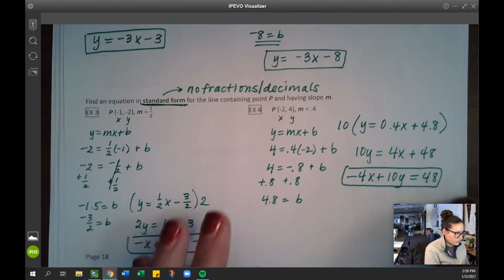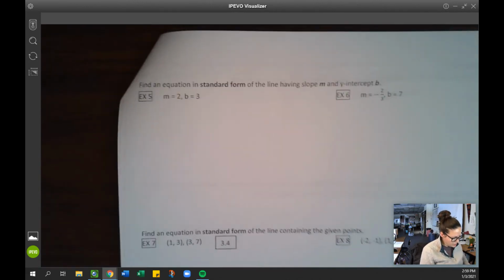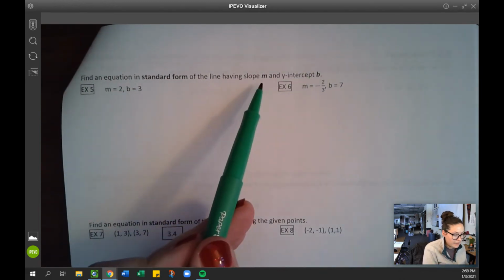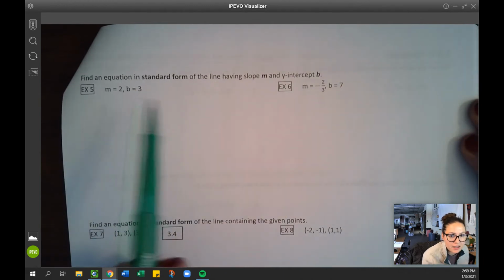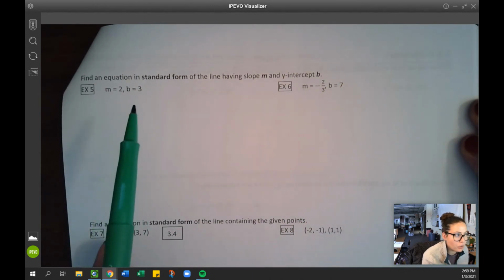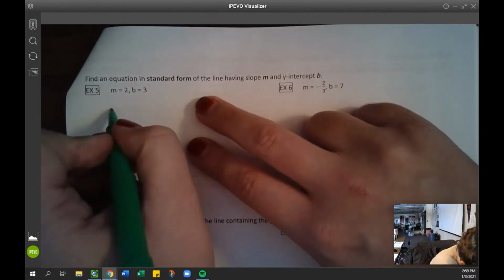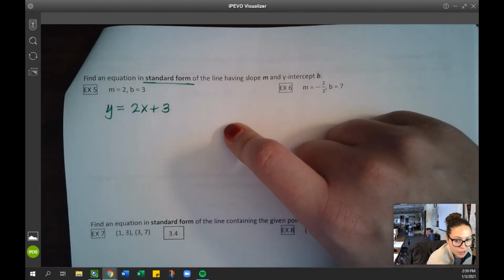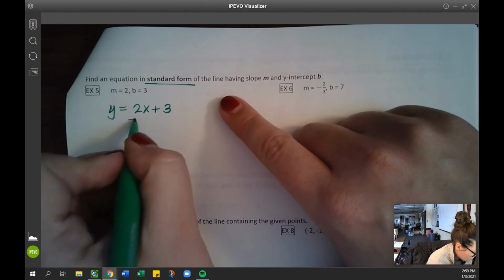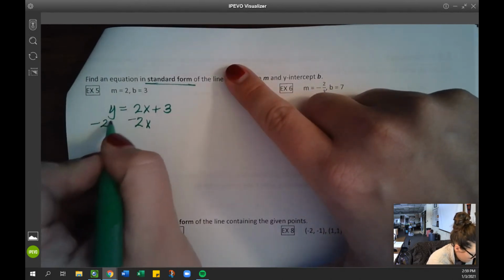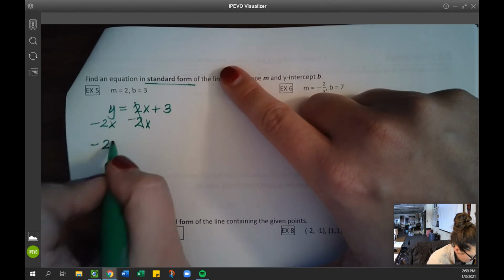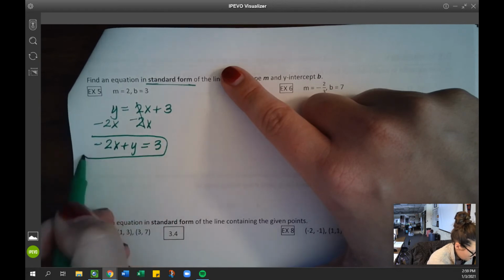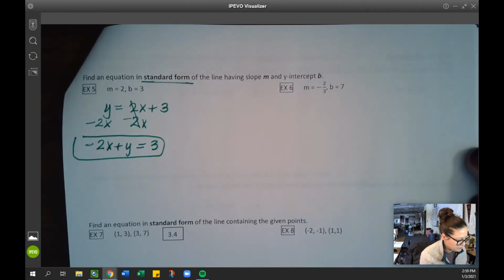All right, moving along on to page 19. Find an equation in standard form of the line having slope m and y-intercept b. Hey, this is nice. They've already given us both m and b. So this is y equals 2x plus 3, but I need to put it in standard form. I already don't have any fractions or decimals, so I'm simply going to subtract 2x from both sides. And then that's my final answer. That's in standard form. Negative 2x plus y equals 3.